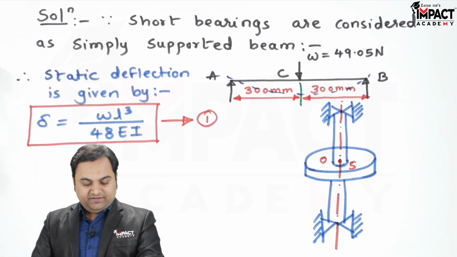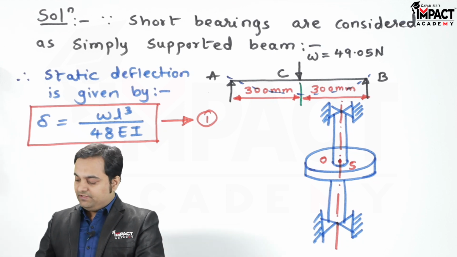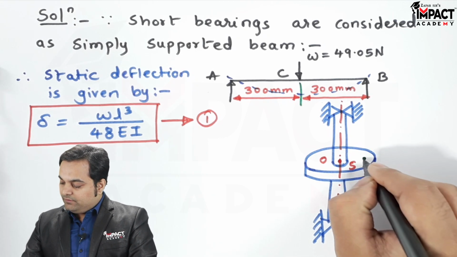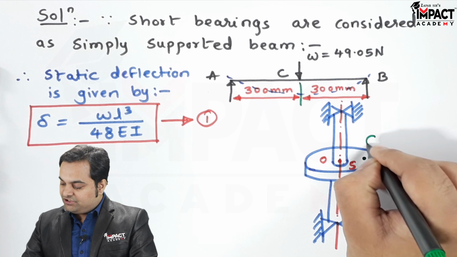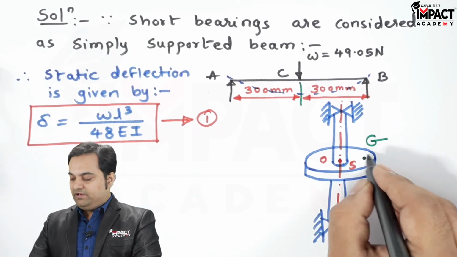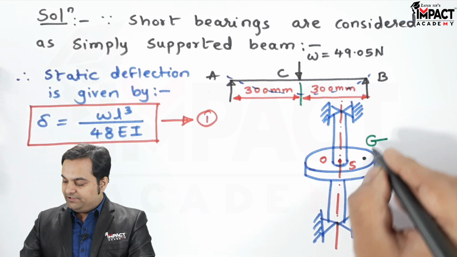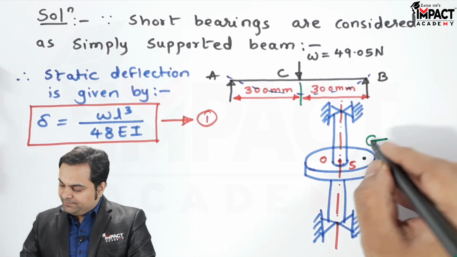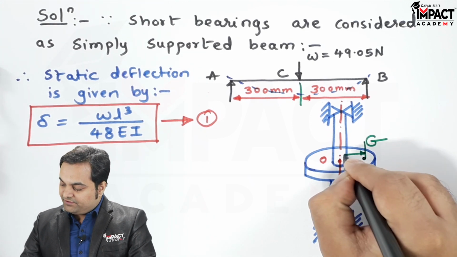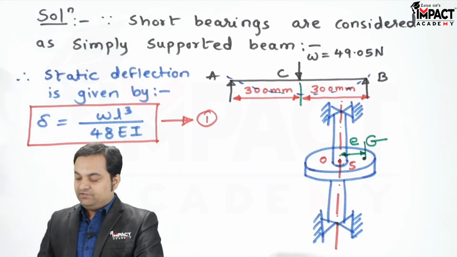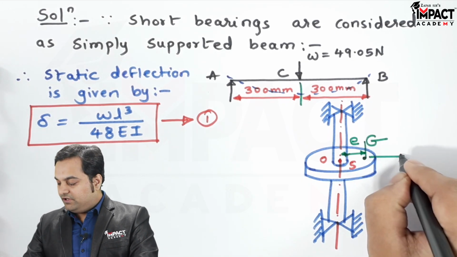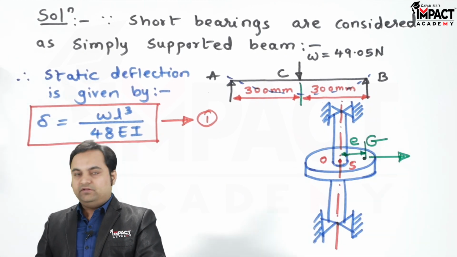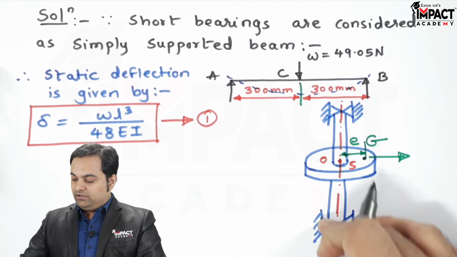Next, the eccentricity is given because in the question it is mentioned that the CG is away. So here this point which I am indicating, that is G, is the CG of the disc where the entire mass or the weight of the disc is accumulated, and this distance is given to us. That is nothing but the eccentricity with respect to the geometric center of the disc. So it is eccentricity e, and from here there would be a centrifugal force acting when the shaft is getting rotated.